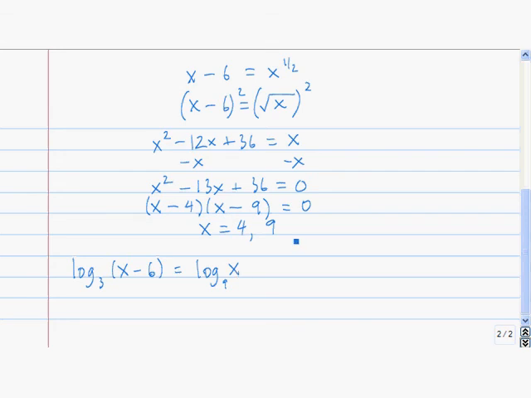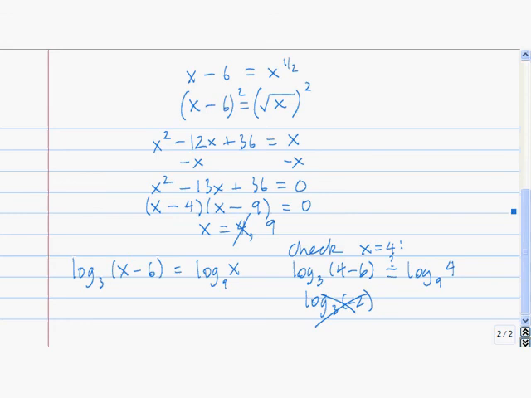Okay, so let's check x equals 4. So we plug it into the left side and the right side, and they both need to be equal. Log base 3 of 4 minus 6, well, that's log base 3 of negative 2, and that is undefined. Okay, so we know that x equals 4 is not a solution.